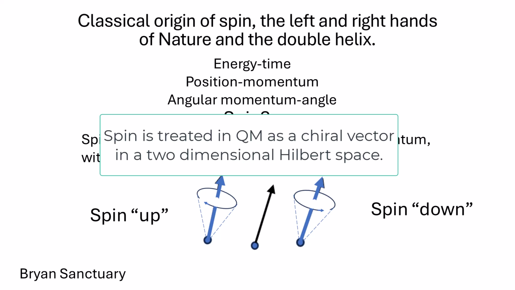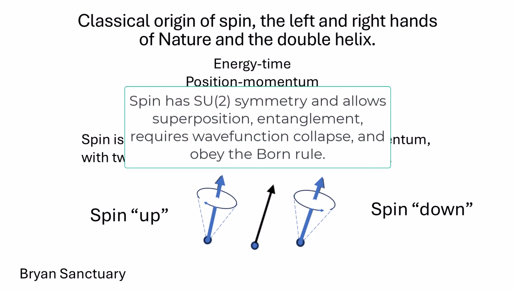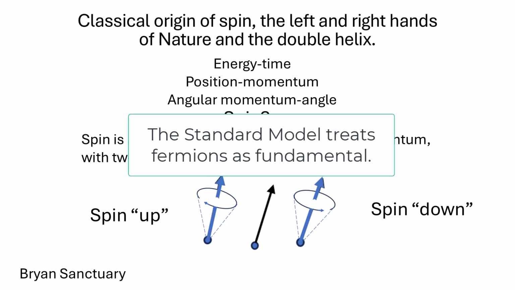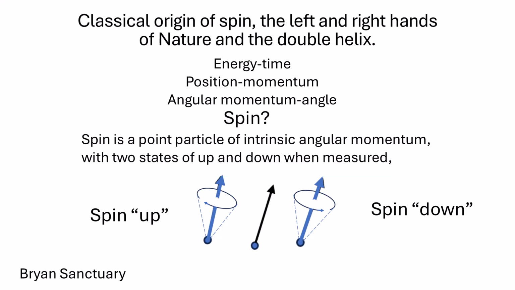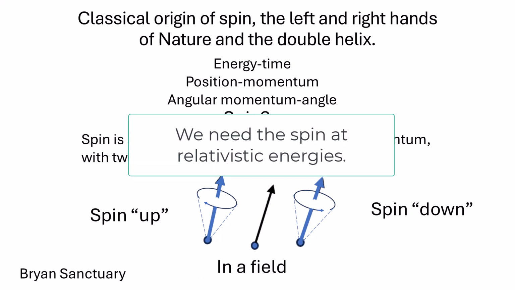Mathematically in quantum mechanics, spin is represented by a two-dimensional vector in a Hilbert space. They are fermions of spin 1/2. Spin has SU2 symmetry and allows superposition. This leads to entanglement, wave function collapse, and the Born rule. From this, the standard model of particles follows, treating fermions as the most fundamental particles in nature. This is only true, I will explain, in a magnetic field. Then we measure fermions. Also, this is spin at low energy, and to find the origin of spin, we must look at the work of the famous physicist Paul Dirac.